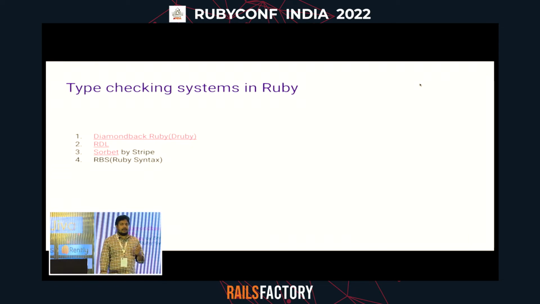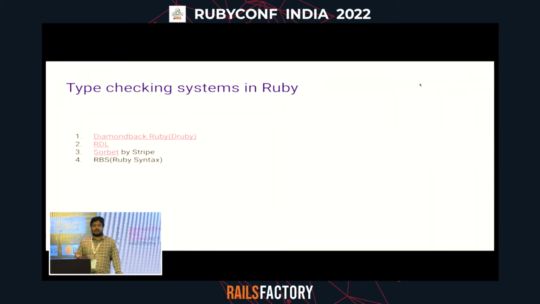RDL was created by Tufts University. Then the enterprise-sponsored project is Sorbet. And then we have RBS, which is supported by the community, and Ruby is officially supporting it.